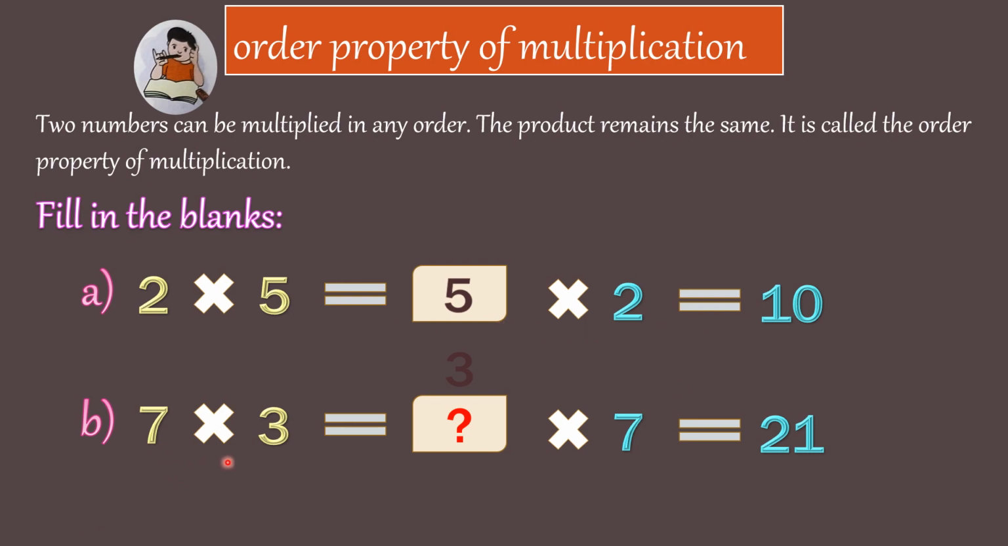Second one, 7 into 3 is equal to dash into 7 is equal to 21. 7 into 3 is equal to 21. 3 into 7 is also equal to 21. So the missing number is 3. 7 3s are 21, 3 into 7 is equal to 21.